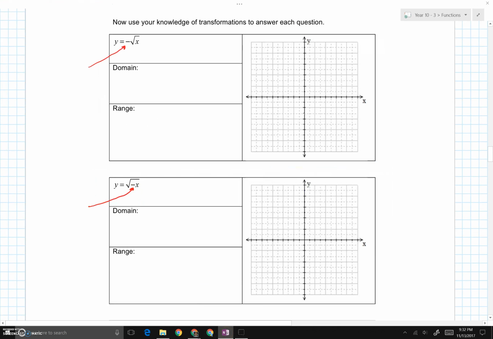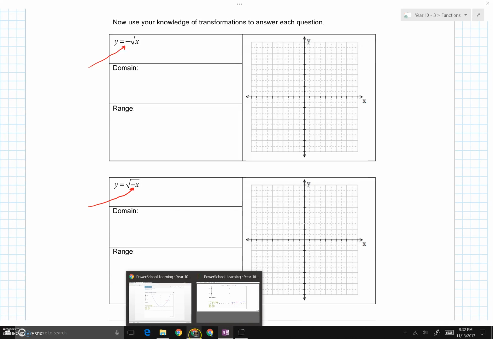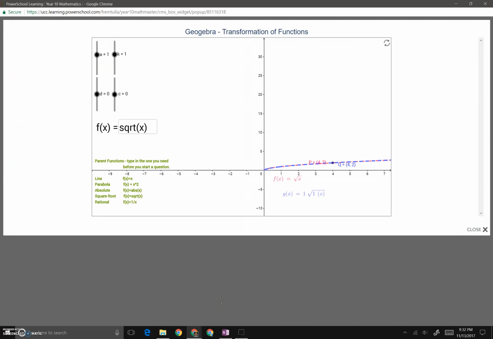So if I look at my first example, the negative sign is before the square root of x. Well, what does that mean you should be able to do? I want you to be able to change the a value. And I want you to change the a value to -1. Whoops, mine's a -1.25. There you go, -1. So what do you see happen?